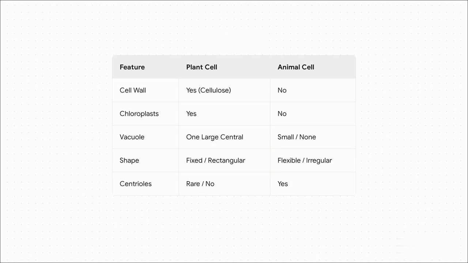A cell wall? Yes, for plants, which is why they have a fixed, boxy shape. No, for animals, which lets them be flexible and have irregular shapes. Chloroplasts, for making food? That's a big yes for plants and a hard no for animals. A vacuole? Plants have that one huge central one to stay rigid. Animals might have little temporary ones, if any. And centrioles for cell division? Yep, you'll find those in animal cells, but they're almost never in plant cells.